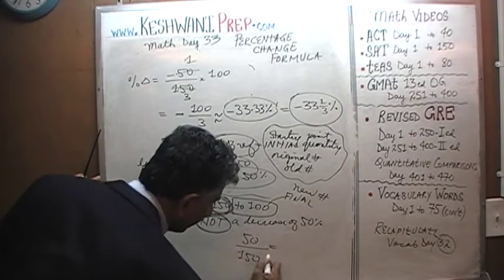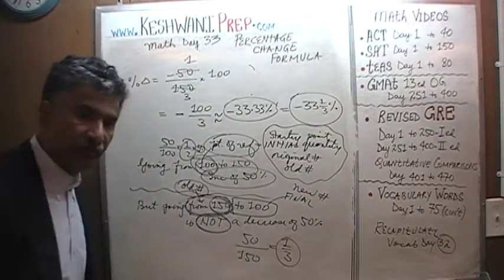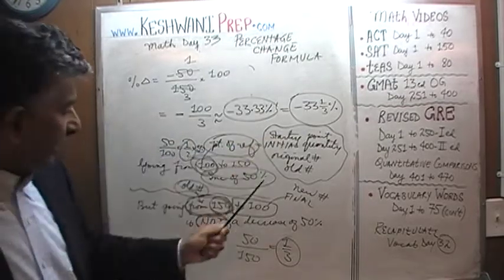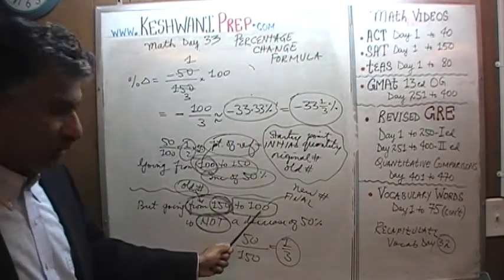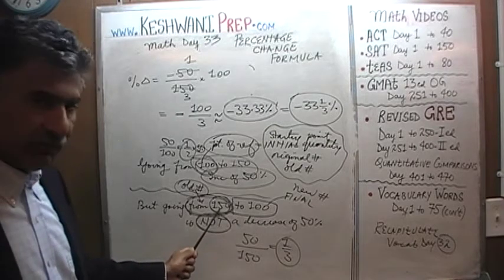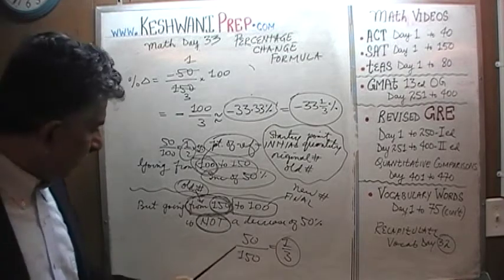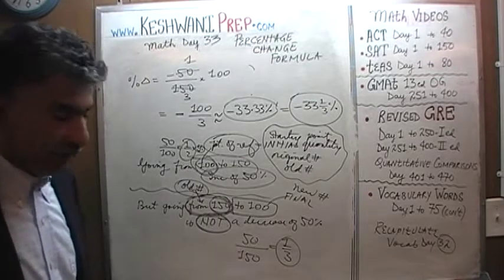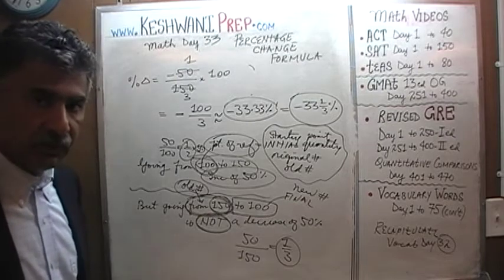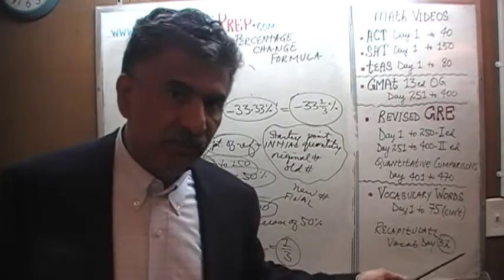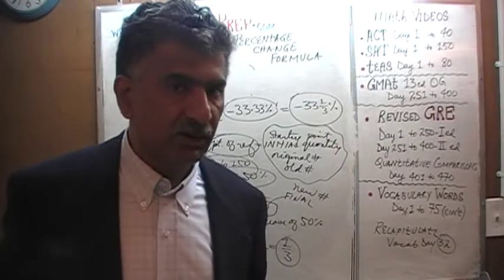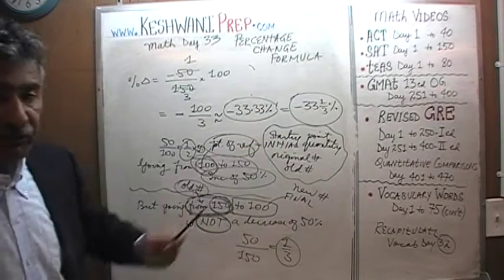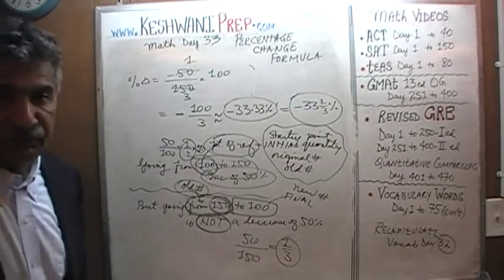And of course, 50 divided by 150 is 1/3, which makes perfect sense if you think about it. What this is telling us is that if you have a starting point of 150 and you go to 100, there's a drop of 50. A 50 represents a third of 150. That tells us that there has been a drop of a third. This quantity has dropped by a third. If this quantity has dropped by a third, well, that's 33 1/3%. And the negative tells me that it's dropped.